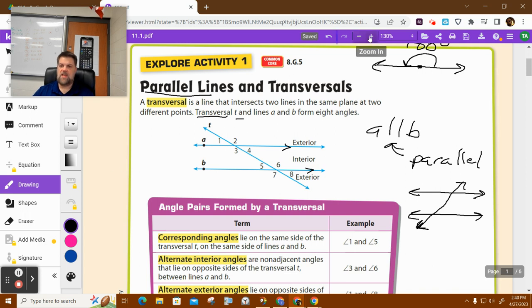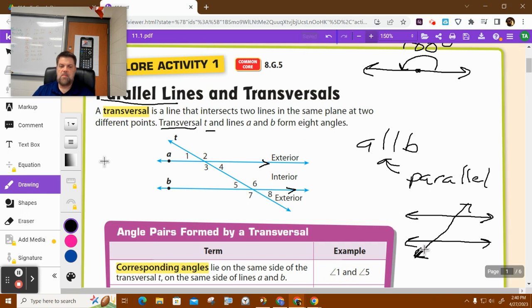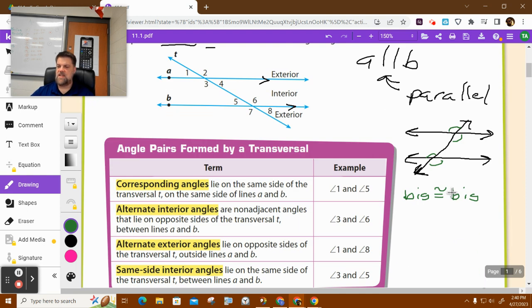I'm going to zoom in on this so you guys can see it a little better. It divides everything into angles. So, in other words, this is a big angle, and this is a big angle. This is a big angle, and this is a big angle. So, big angles are congruent to all big angles. And that fancy symbol, the equal sign with the tilde on top, means congruent. So all the big angles are congruent. We'll go through and talk about how and why, and they're going to tell us a bunch of properties. But the big angles are always congruent.